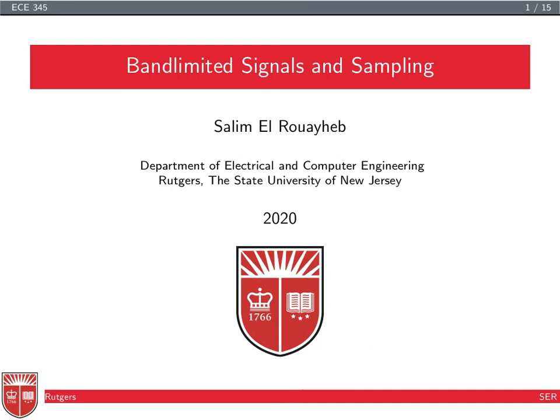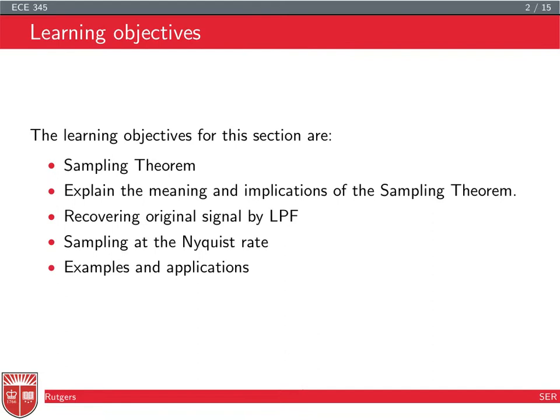In this lecture, I want to continue and actually conclude the chapter on sampling and on band-limited signals. We will continue our discussion about the sampling theorem, and we will explain the meaning and application of the sampling theorem. We'll talk about how to recover the original signal from the sampled signal, and then we'll talk about the Nyquist rate, and I will give examples and applications.